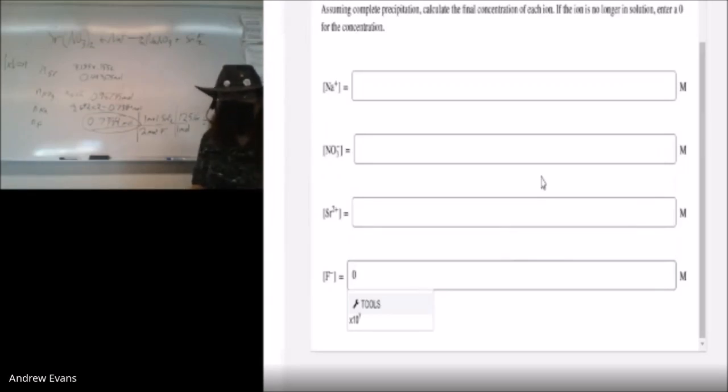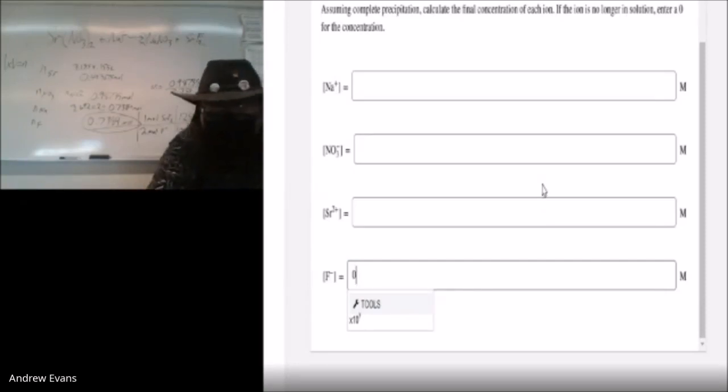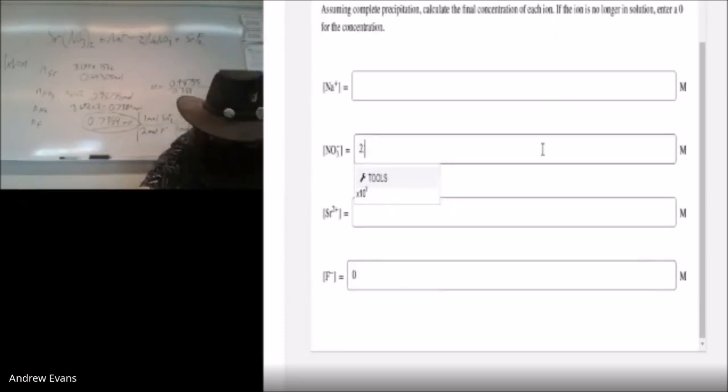355 milliliters. So with that in mind, to calculate the molarity of nitrate, I'm going to take the moles, 0.98735, divided by our volume, 0.355. So the moles of nitrate, 0.98735 divided by 0.355 gives us the molarity of nitrate being 2.78.